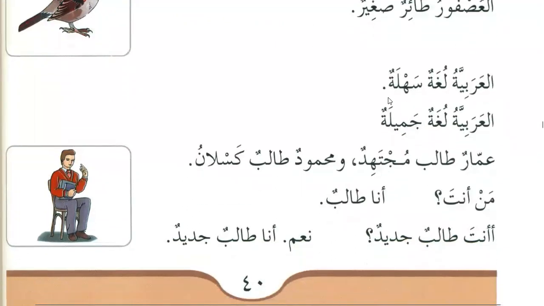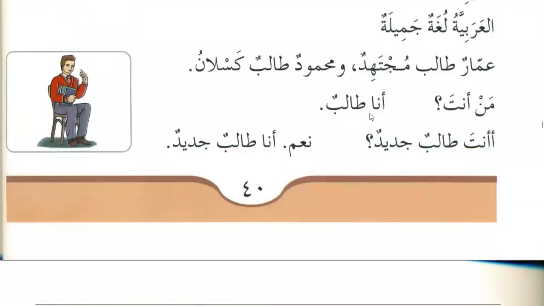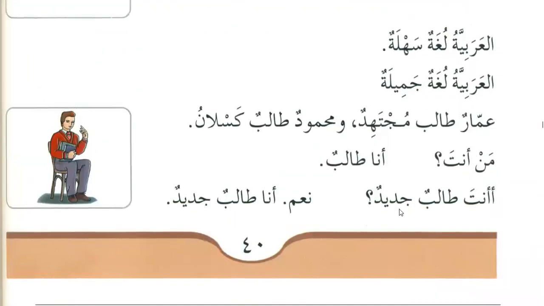Al-Arabiyyatu lughatun sahlatun. Arabic is an easy language. Al-Arabiyyatu lughatun jamilatun. Arabic is a beautiful language. Ammarun talibun mujtahidun. Ammar is a hardworking student. Wa Mahmudun talibun kaslan. And Mahmud is a lazy student. Man anta, who are you? Ana talibun, I am a student. A anta talibun jadidun, are you a new student? Naam, ana talibun jadidun. Yes, I am a new student.